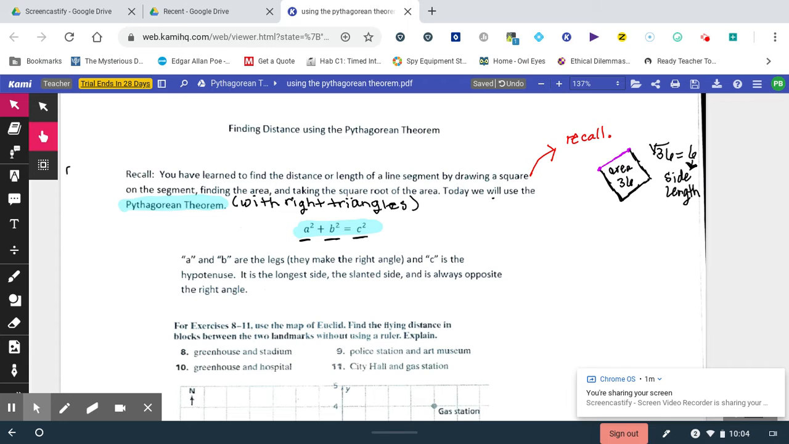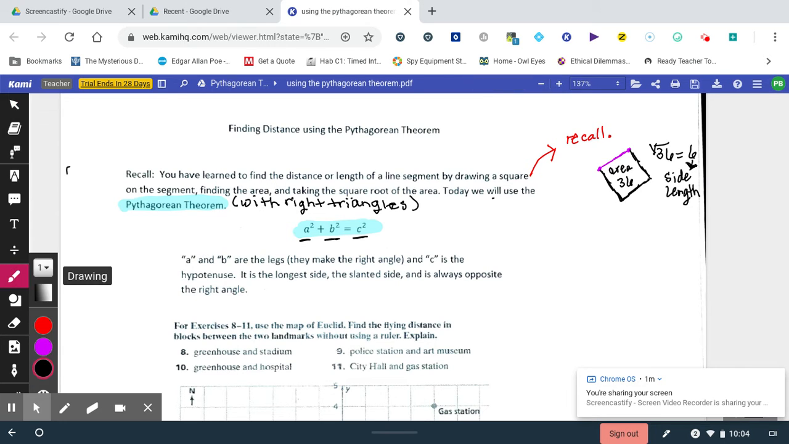So then again, that goes back to this. What did I do? I drew a square on the segment. The segment was the purple line. And then I found the area. Well, the area was 36 square units. Then I took the square root of the area, and it gave me the side length, which was 6. But instead of going through that like we did in the previous lessons, and like we did in that example to the right, today we're going to use the Pythagorean theorem with right triangles.